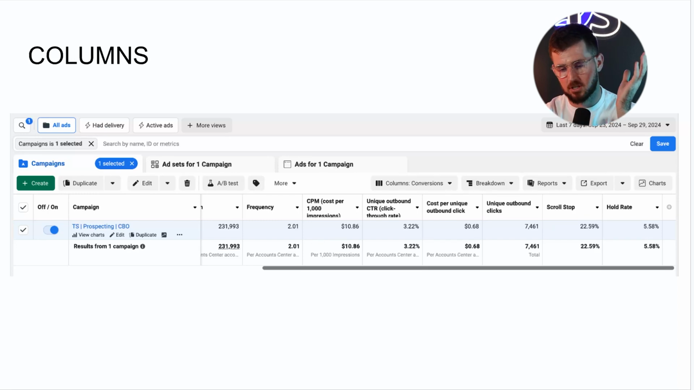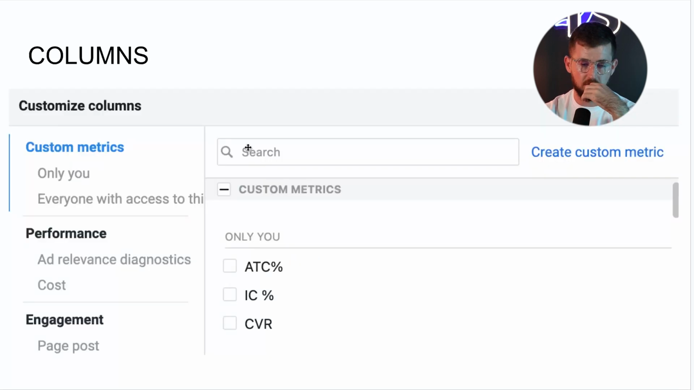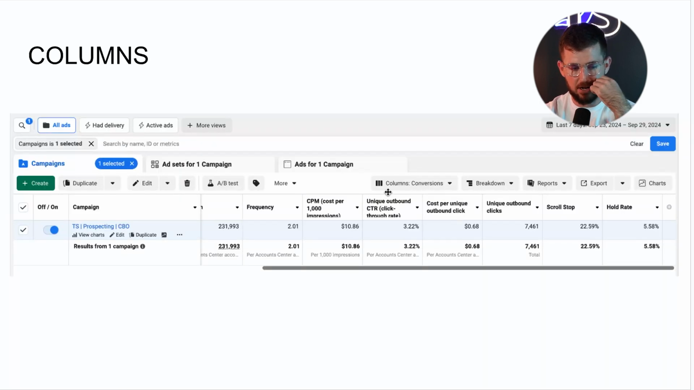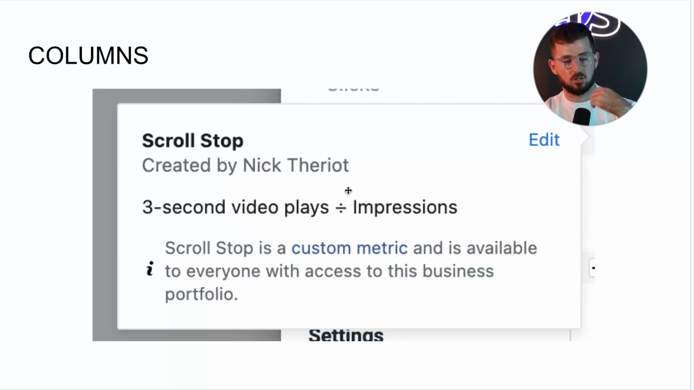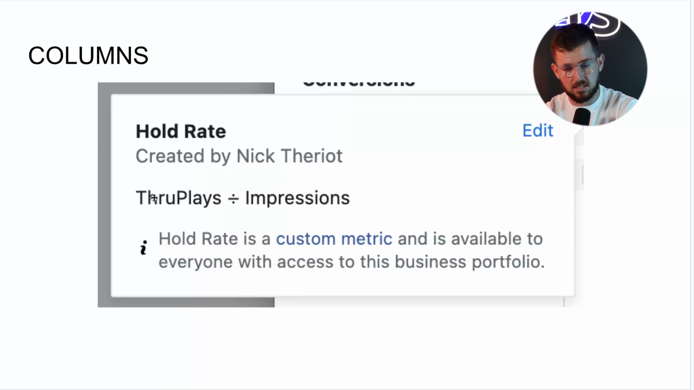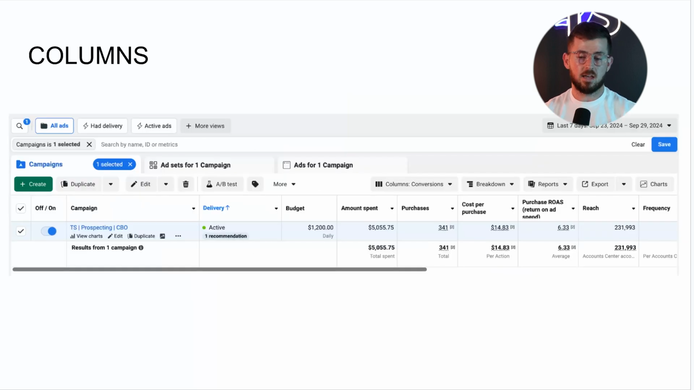Now, as promised, because we're pretty much finishing up here, here's how you can create those custom metrics of scroll stop and hold rate. Basically just click on your columns thing right here, customize columns, then create custom metric. And then here's how you can get the scroll stop metric. You do 3-second video plays divided by impressions. Very simple. And you just have to make sure you click on the percentage thing to make sure it turns into a percentage. And then here's how you get hold rate. Just ThruPlays divided by impressions. And that's how you're going to get your hold rate. And these are the exact Facebook ad metrics I use to scale.